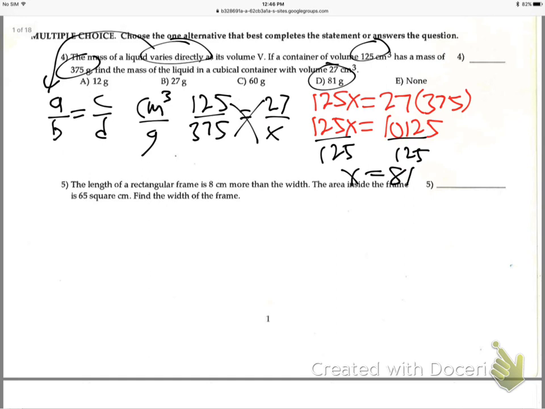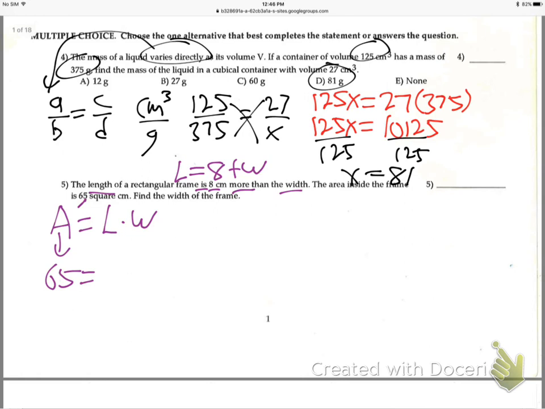All right, next one. We're talking area of a rectangle. What's the formula for area of a rectangle? Length times width, base times height, one side times the other. Good. And then it says area 65, so I'll put in for A 65. What does it say about the length? What am I going to do for length? It says length is 8 more than width. L is 8 added to the width. Does that make sense? Length is 8 more. Length equals 8 plus W.